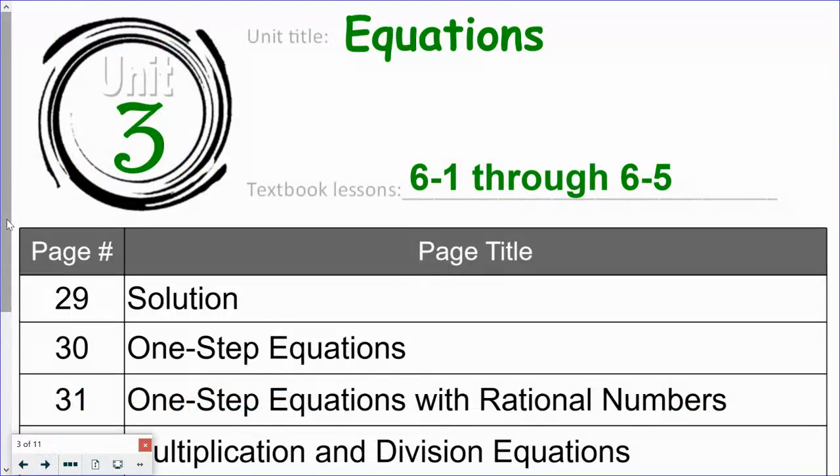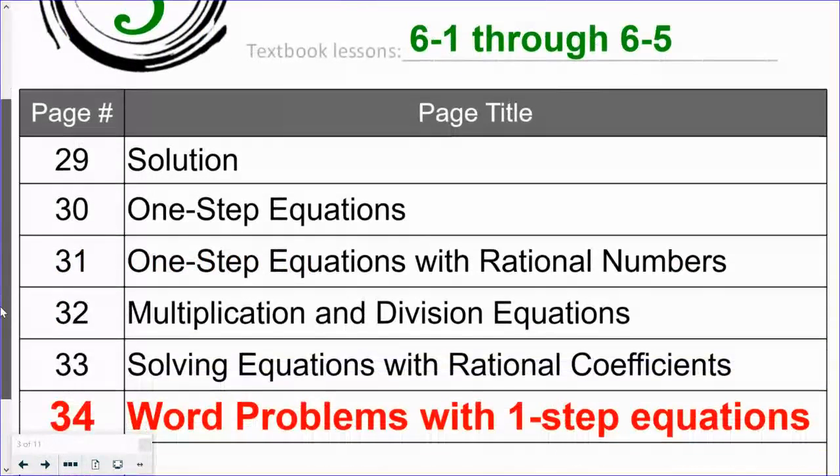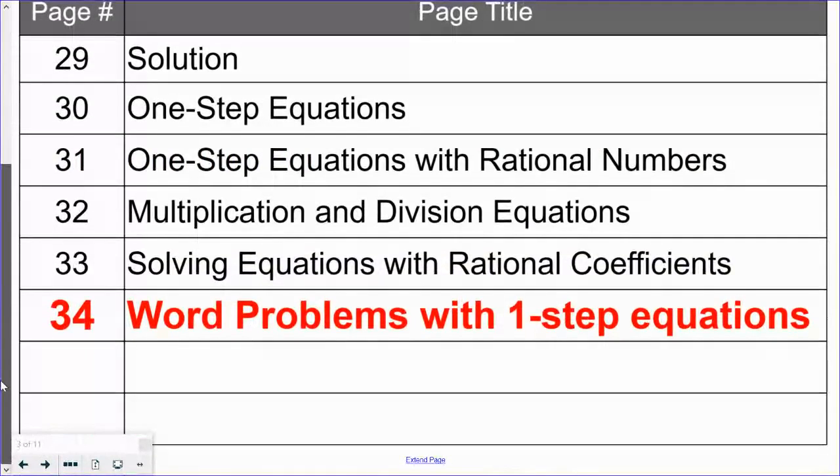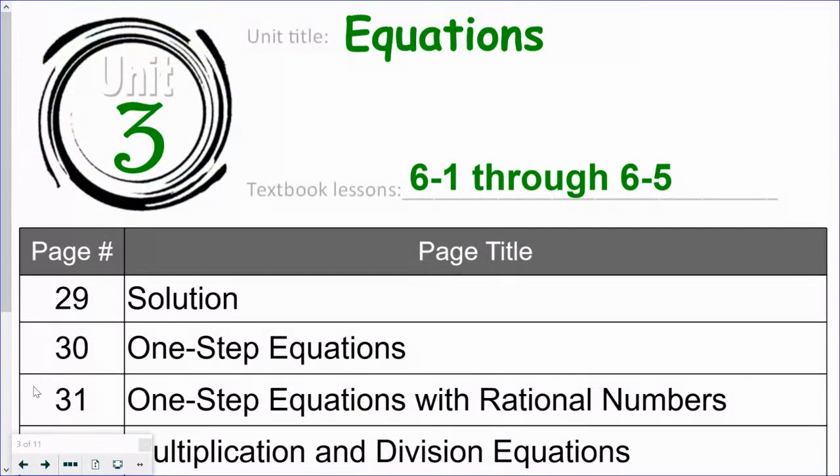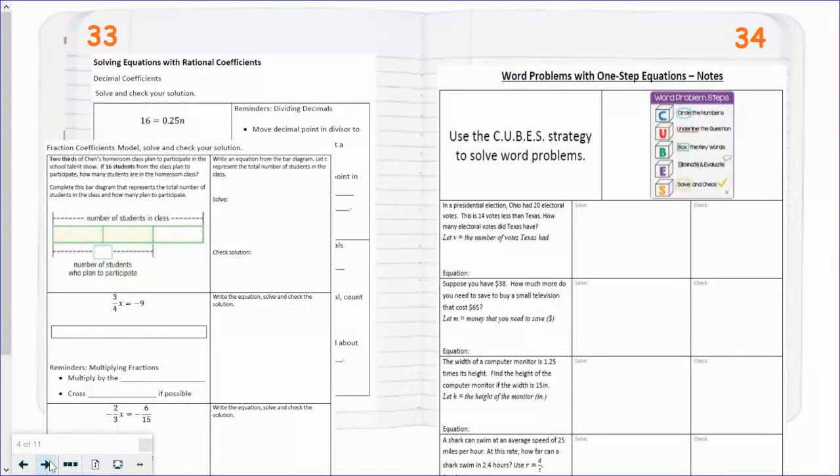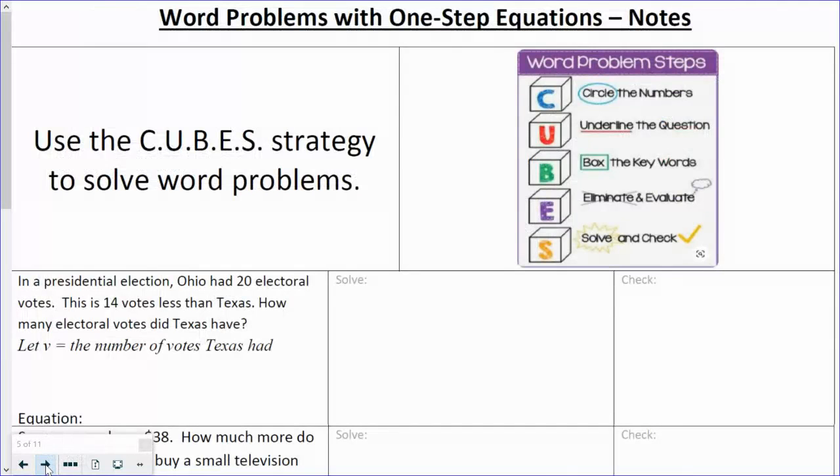We're still working on Unit 3, which is Chapter 6 in our textbook, Volume 2. This is our sixth set of notes. You are staying organized because that is one of the ways to be successful with being able to do these. We had 2 pages of notes last time, but this time we only have 1 page of notes. I'm sure you've heard this before, using the CUBES strategy to solve your word problems.